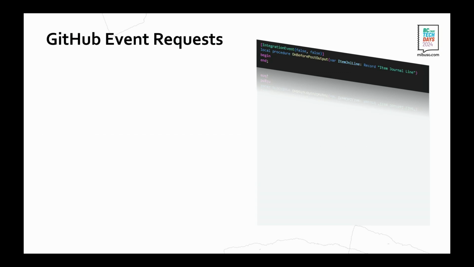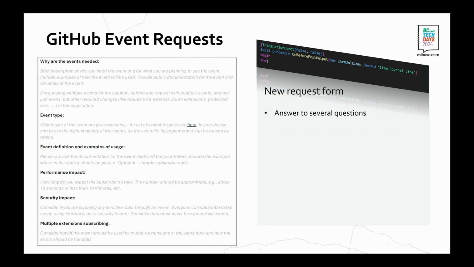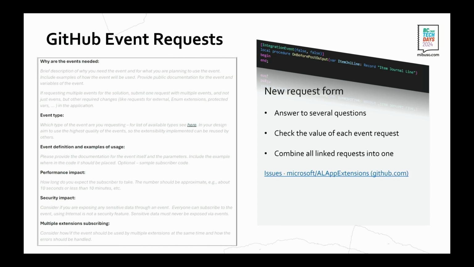As a help, we provided you a new guideline, a new request form with several questions that you need to consider when you are creating the requests. We divided events into several groups by their value, and we would really appreciate seeing more high-value ones. Also, in this guideline, you will be able to see examples of every type of event.